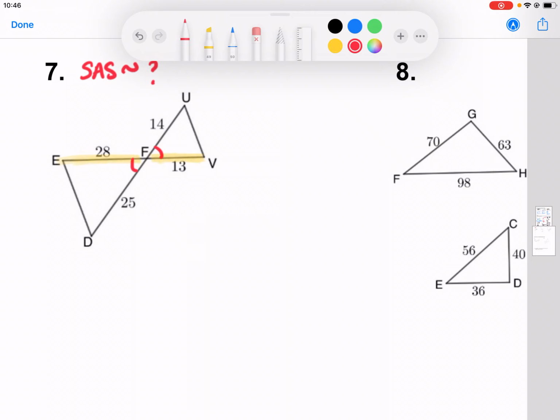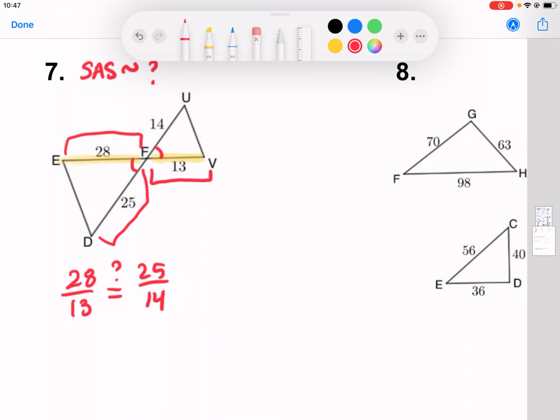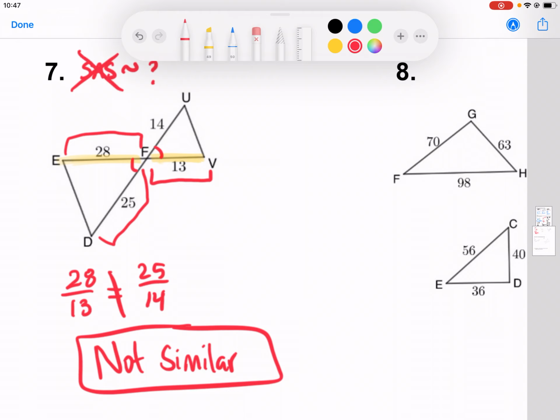So when you have vertical angles like this, the side should match with the side right across from it. So I'll do the big one over the small. We need to see, does that actually equal, once again, big over small. Now here's the deal with both of these. 28 over 13 does not simplify, neither does 25 over 14. Therefore, they are not equal. So this is not similar. So I cross that out.